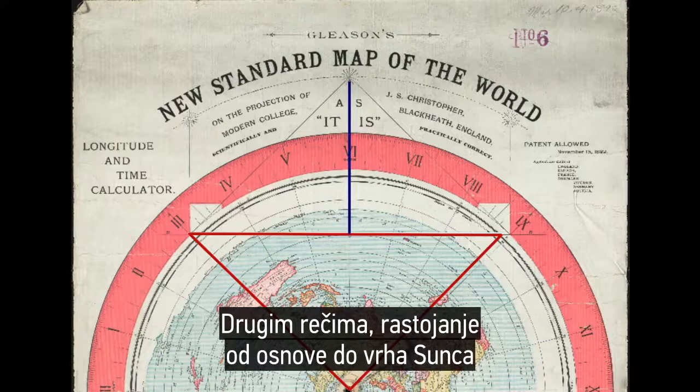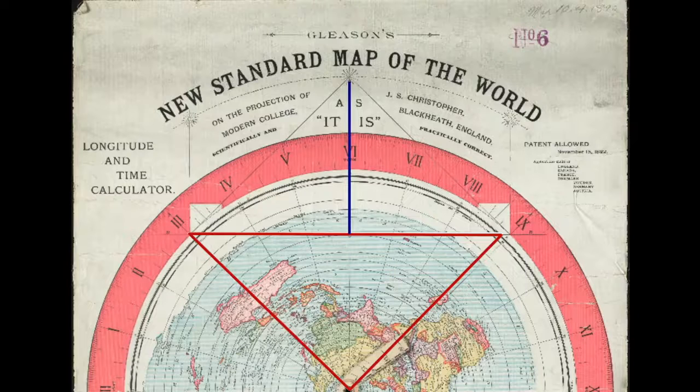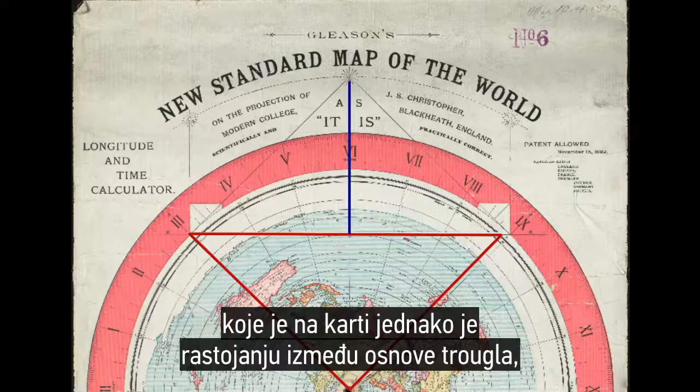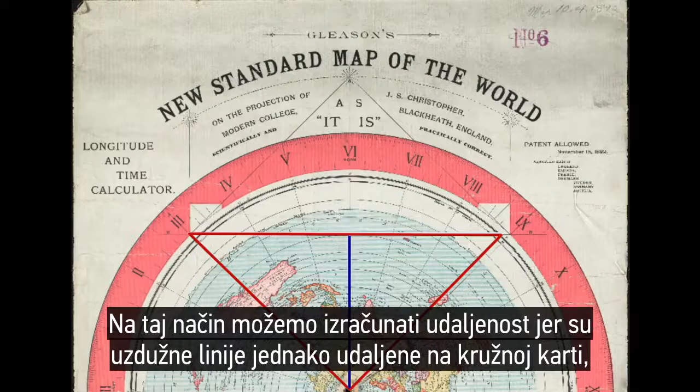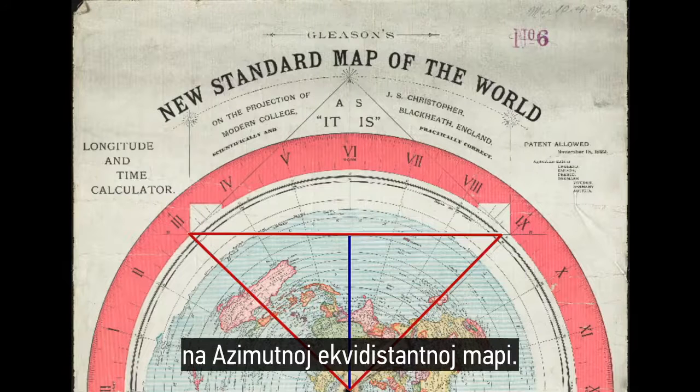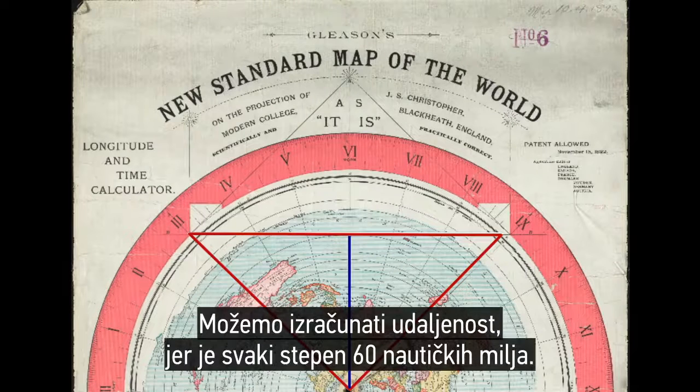So in other words, the distance from the base to the top of the sun emblem that's on the map is equal to the distance between the base of the triangle and the North Pole. And by doing that, we can calculate the distance because longitudinal lines are equidistant on an azimuthal equidistant map, and we can calculate the distance because every degree is 60 nautical miles.